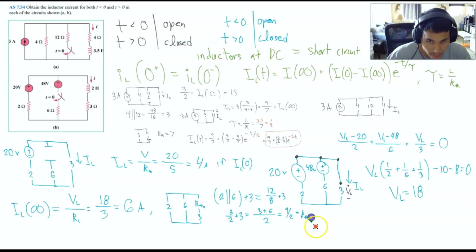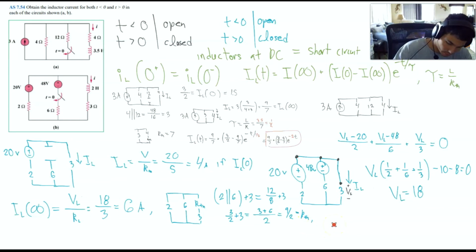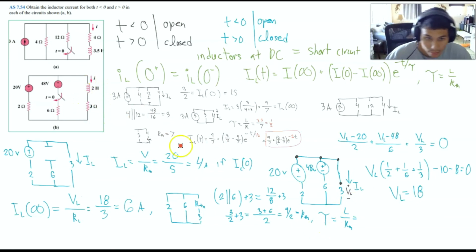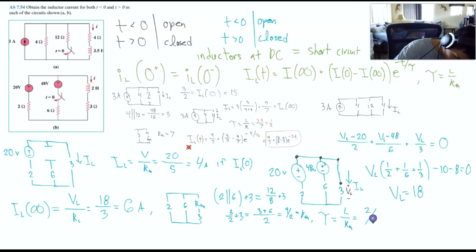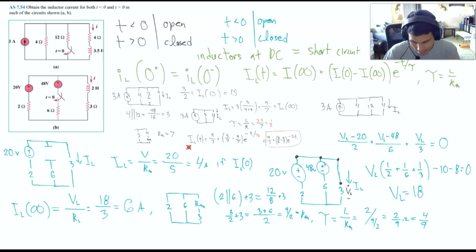Okay, so what else do we want to do here? We want to find tau. Okay, tau is equal to L over R. What is L? L is 2. So it's 2 over 9 over 2, which is 2 over 9 times 2, which is 4 over 9. Okay, so we got everything we need. We just got to put it in the formula now.